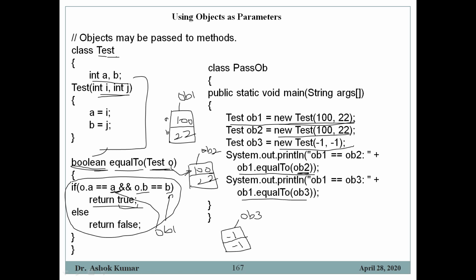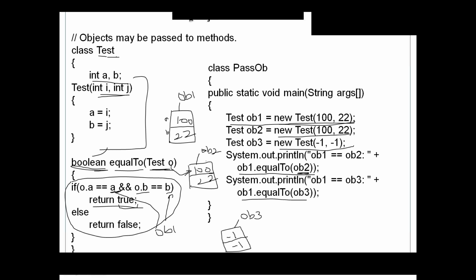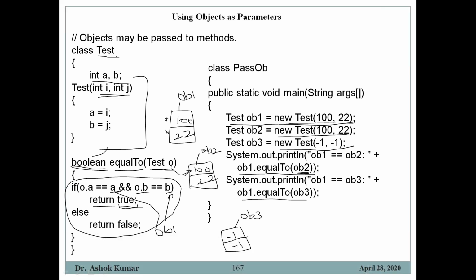Again, the important point in this case is that when you pass objects, they are passed by reference. So here ob2 will be passed as a reference to o. That means separate memory will not be allocated for o. It will refer to the memory of the object that is being passed from the calling statement. So this is the important point.